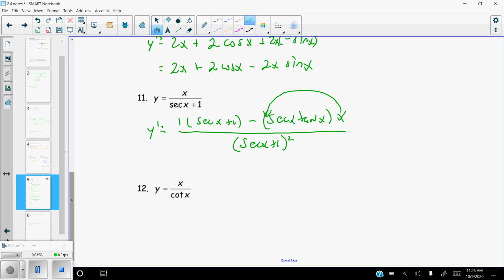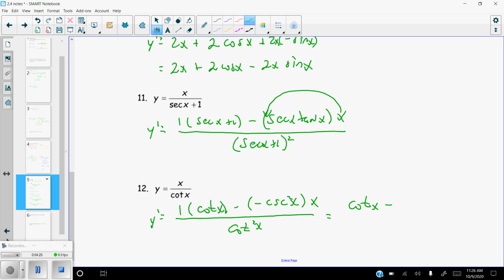And then the last one on this page is another quotient. The derivative of the numerator is 1 times the denominator, minus the derivative of cotangent, which is negative cosecant squared x, times the numerator, x, all over cotangent squared x. I'll just go ahead and clean this one up real quick. That's going to be cotangent x minus x cosecant squared of x divided by cotangent squared of x.